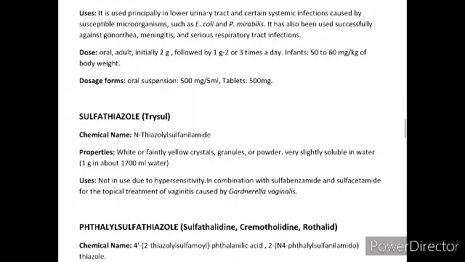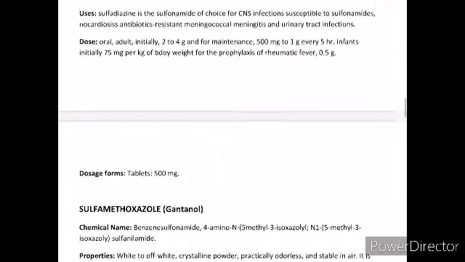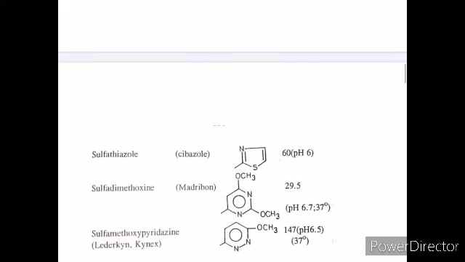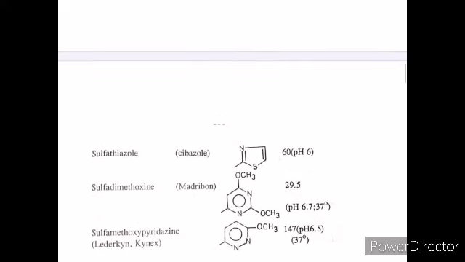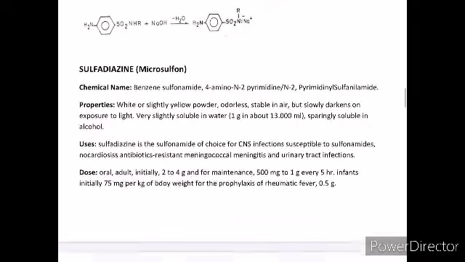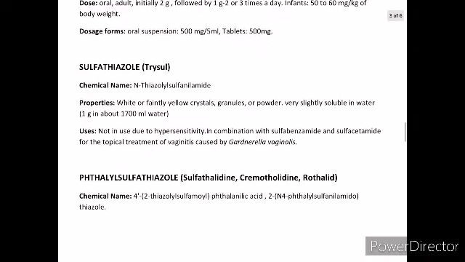Now we have sulfathiazole. So we'll just check again what is sulfathiazole. Sulfathiazole, you have thiazole ring. Okay, so you have a 5-membered ring having nitrogen and sulfur, that is thiazole. So sulfathiazole is N-thiazolyl sulfanilamide, white or faintly yellow crystals, granules and powders. Now not in use due to hypersensitivity, but used in combination with sulfabenzamide and sulfacetamide for the topical treatment of vaginitis caused by Gardnerella vaginalis.